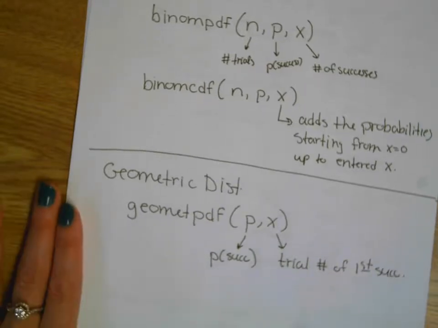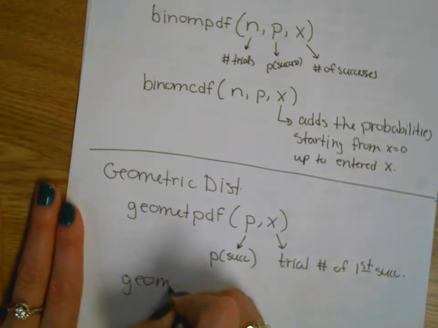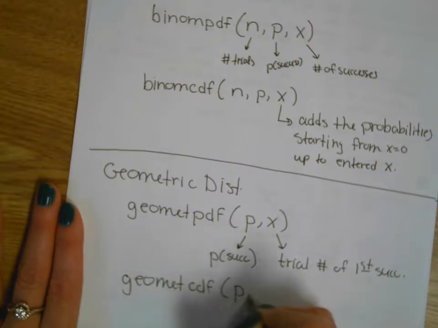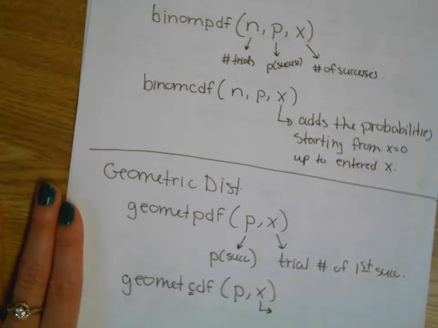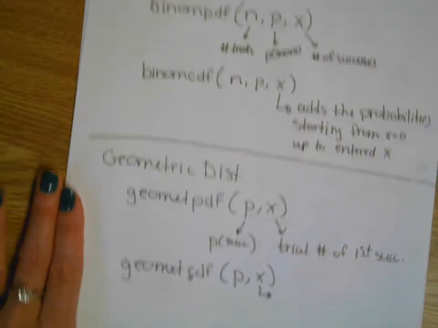And again, it has the corresponding GeoMet CDF. Again, P and X. The CDF will add the probability starting from 1 through whatever X number you enter.